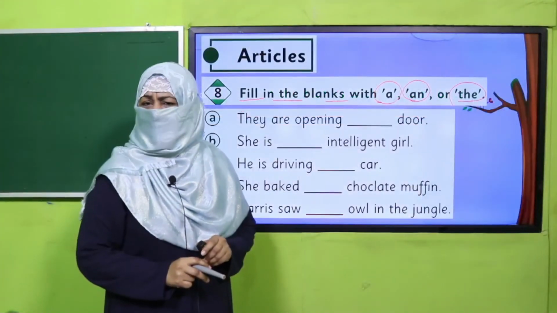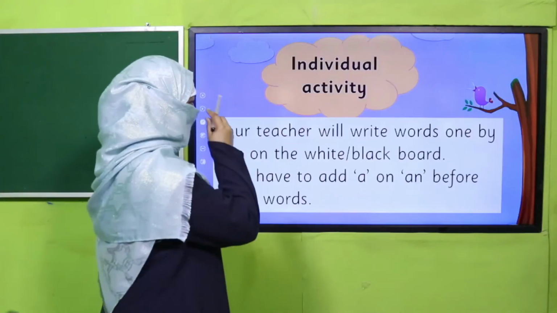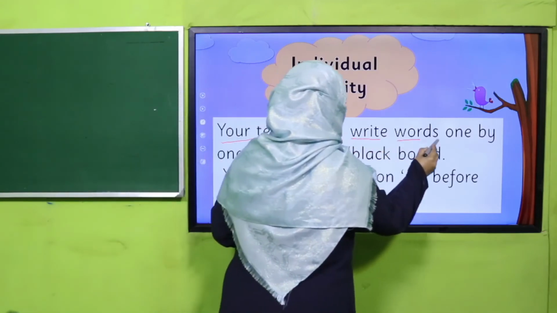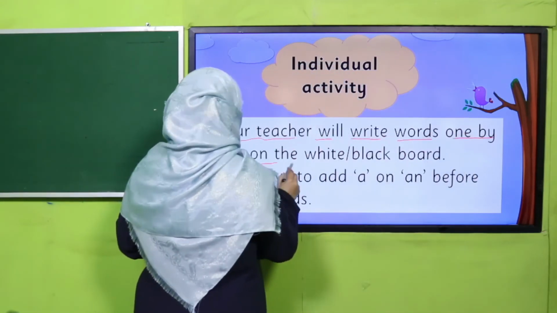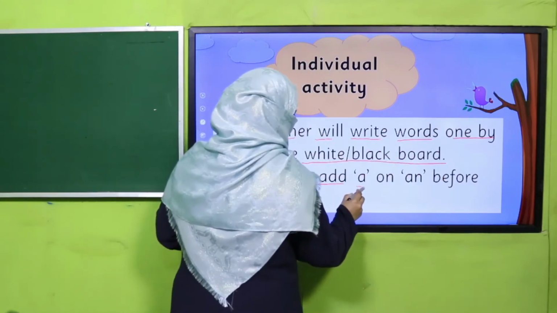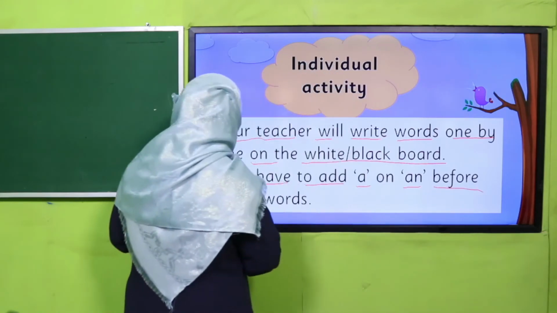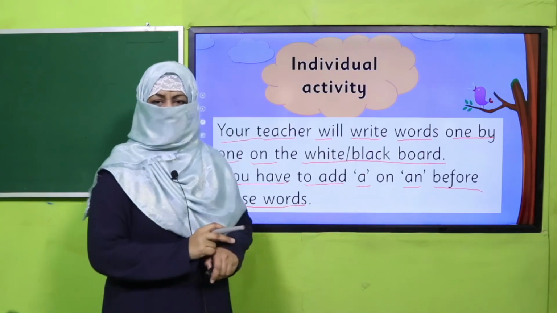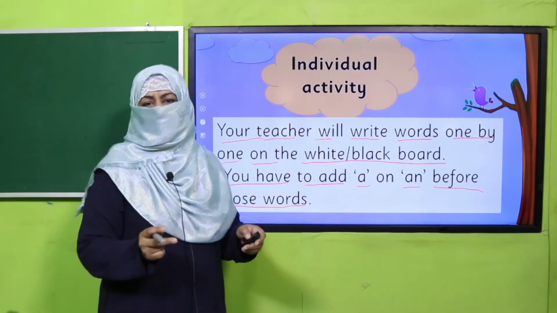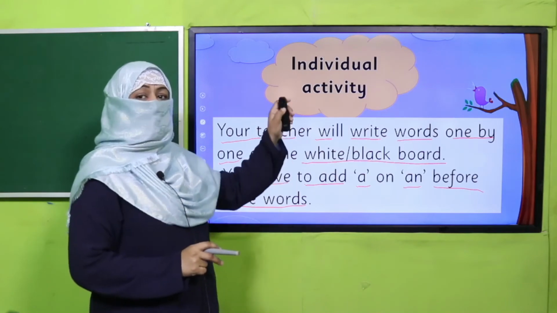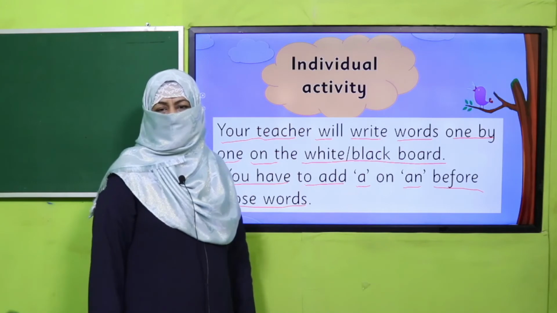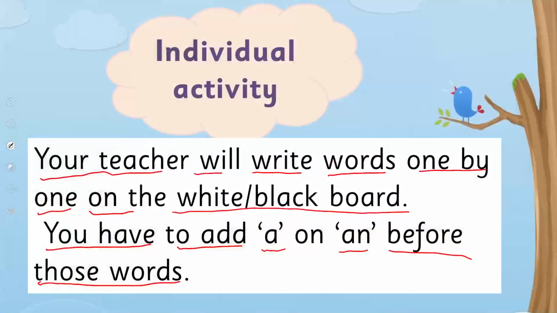Yes, my dear children, are you done with it? Good job. So here is a very interesting activity for you. Your teacher will write words one by one on the white or blackboard, whichever is available, and you have to add a or an before those words. Teachers, a word list has been given in the lesson plan. You may pick that, or you may choose words of your own choice. You will keep writing nouns on the board, and students will keep writing the appropriate articles. So pause the video, enjoy this activity.